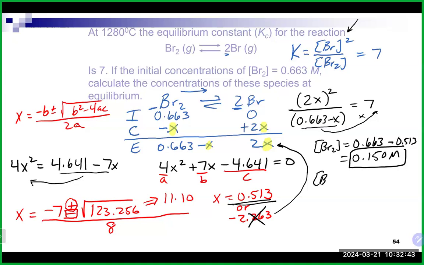For our Br, that's going to be 2 times X. And we will get 2 times 0.513. I don't know, we'll call it 1.03 molar for that guy as well. First off, any questions on that calculation there? Yeah. I didn't use the negative value because when I would put that negative value into here, 2 times that's like -4, and you can't have a negative concentration, right? Or a pressure, right? So it's got to be a positive number. So that is how you know it's not the right one to choose.